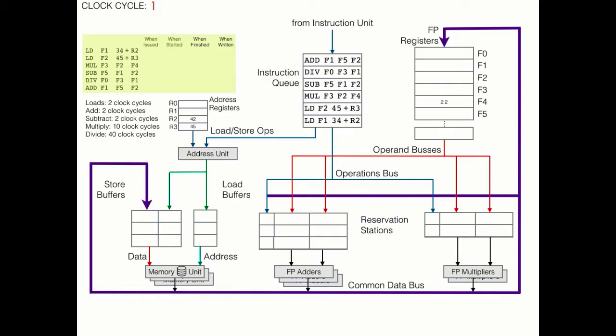At clock cycle 1, we're ready to load this first instruction. The load operand is sent from address register R2 into the address unit, along with the offset of 34, which is found within the instruction. The address unit performs this add, and the resulting value, 76, is put into the load buffer. We will color this load buffer red to show that it is busy. We'll do the same for floating point register F1. It's now busy because it's going to be waiting for the value to be fetched by the memory unit.